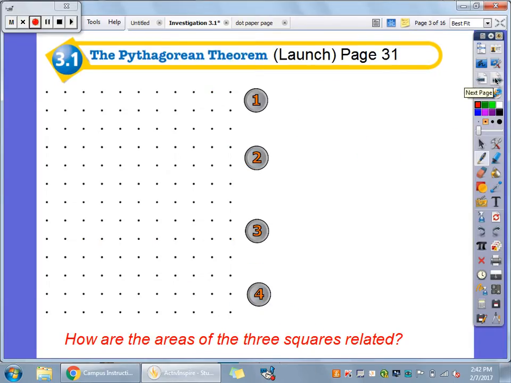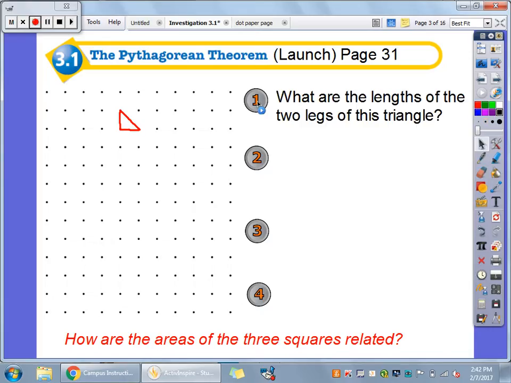All right, if you look on page 31 of your book, there's a triangle in there already that looks like this. And what they're trying to get you to see is what the lengths of the two legs of this triangle are. Remember, the legs are the ones that create the 90-degree angle, so the legs would be these two pieces right here. And each one of those side lengths is 1 unit long. So each leg is 1 unit long.